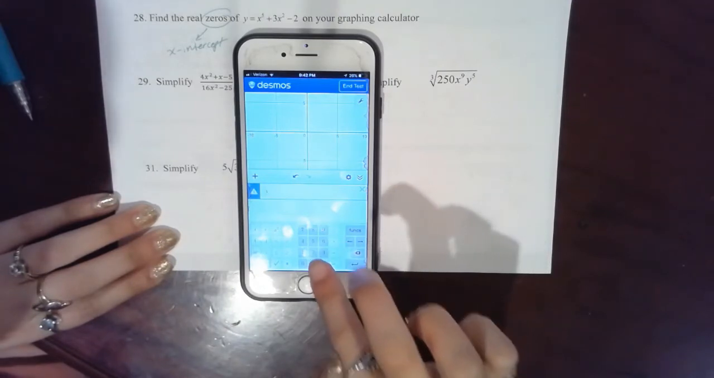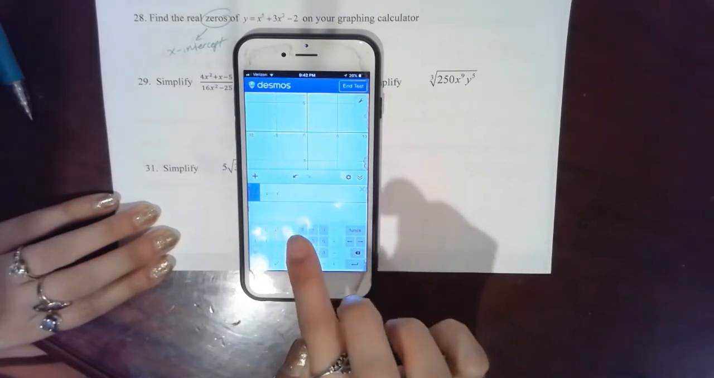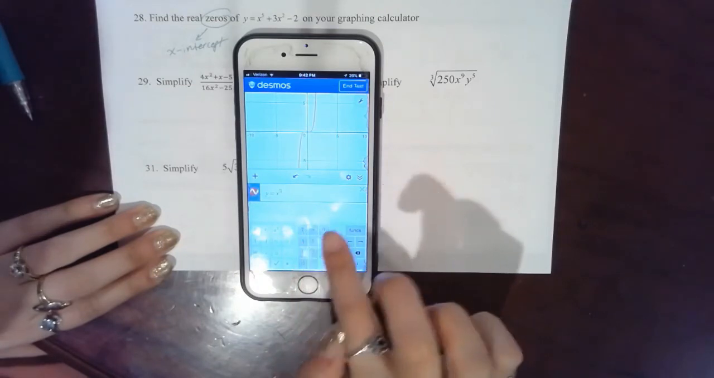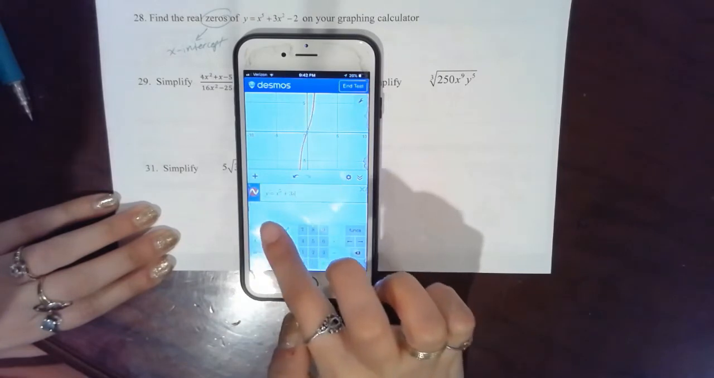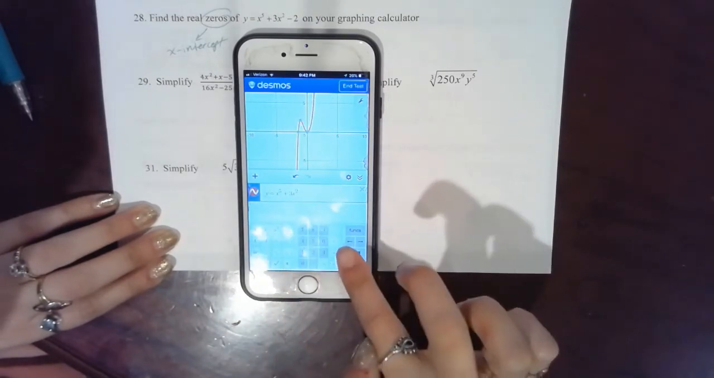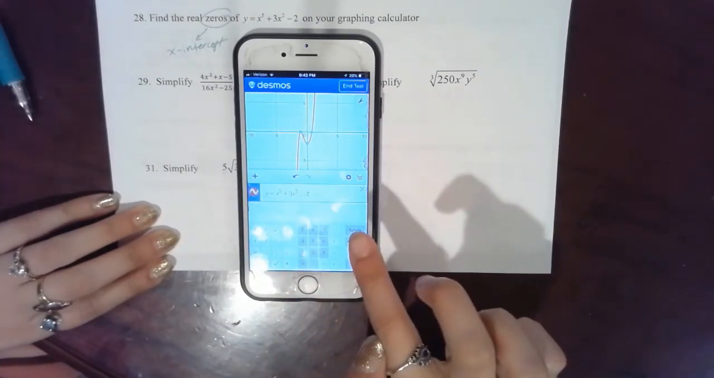Y equals x to the 5th plus 3x squared minus 2. Okay, so now that we have that, we have two x-intercepts.